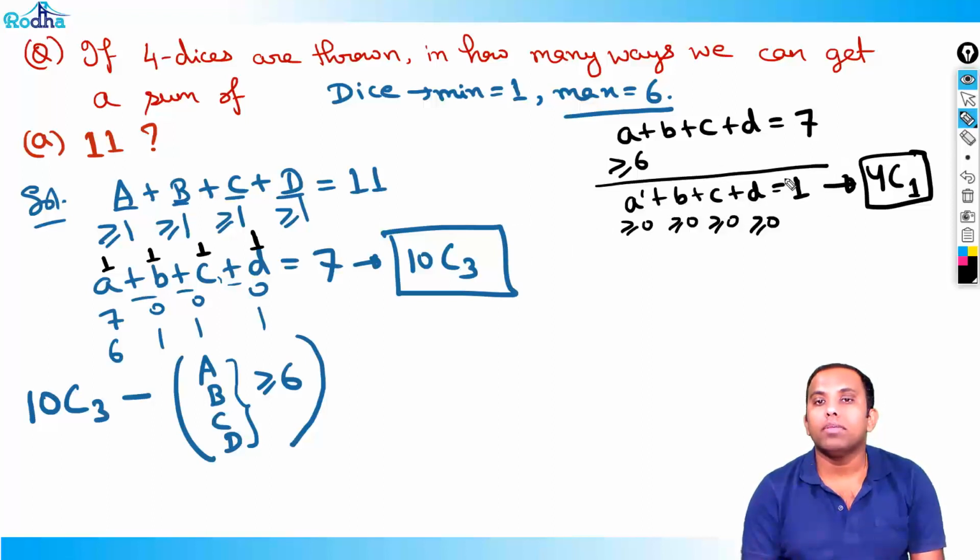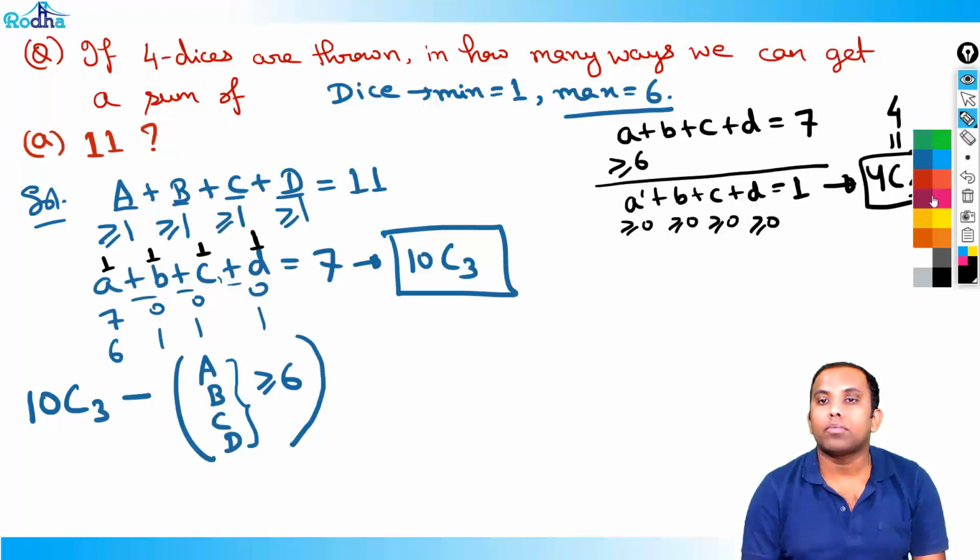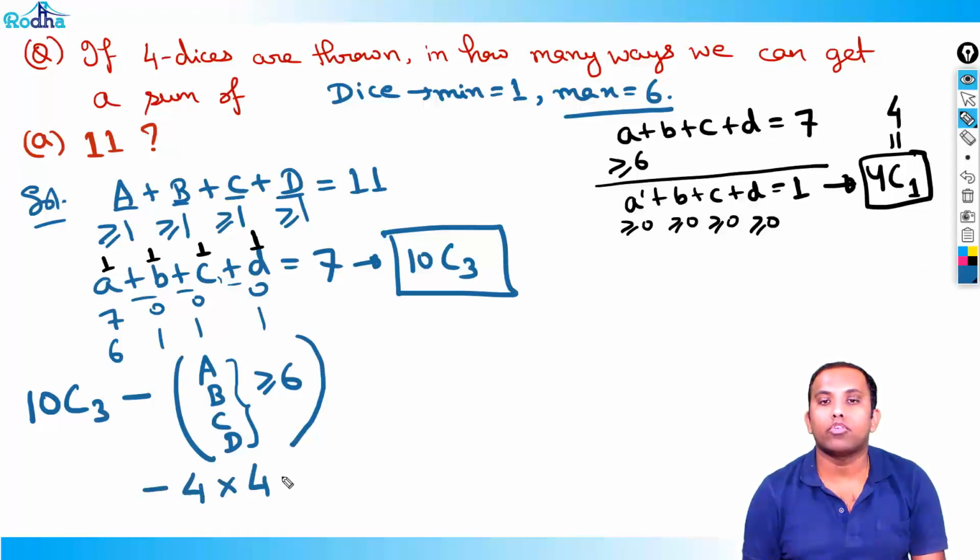So that means there are 4 cases. 4C1 means 4. So there are 4 cases of A greater than or equal to 6. Similarly, 4 cases of B greater than or equal to 6, 4 cases of C greater than or equal to 6, and 4 cases of D greater than or equal to 6, right? So how many cases in total do I need to subtract? 4 into 4. 10C3 minus 4 into 4. Or I should basically write here 4C1 into 4.